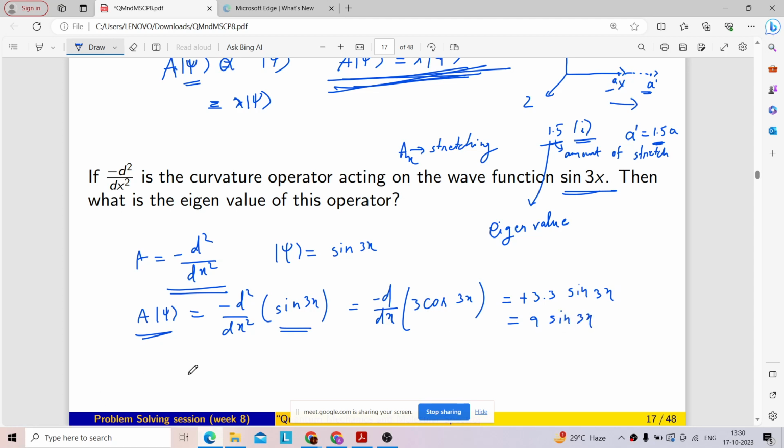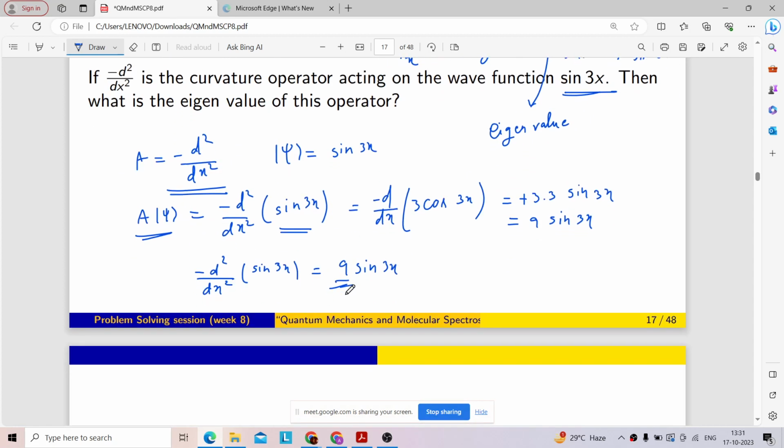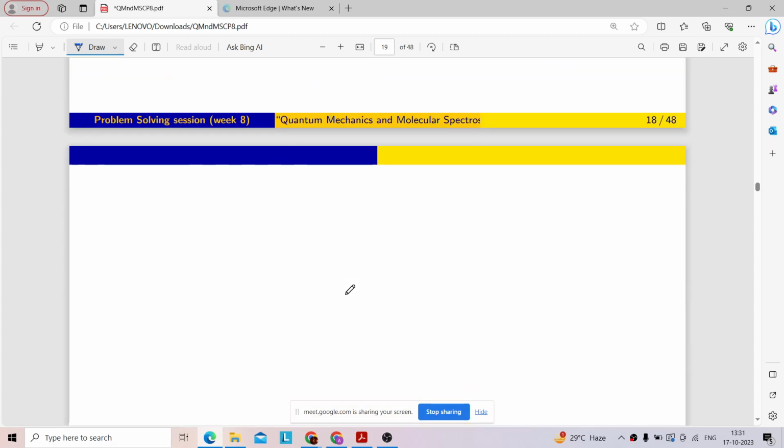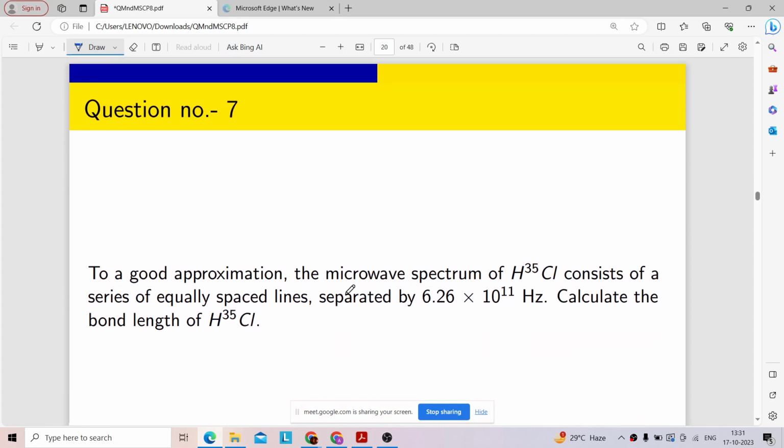So our equation is minus d square over dx square of sine 3x equals 9 sine 3x. Then what is the eigenvalue in this case? 9. Yeah, correct. Okay, then moving on to the next question.